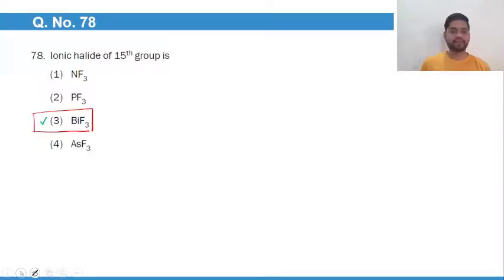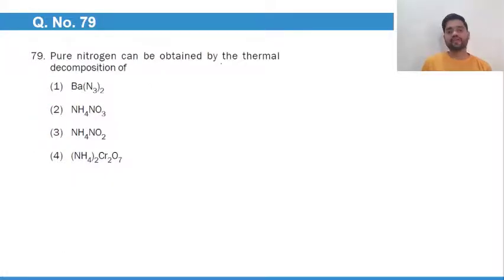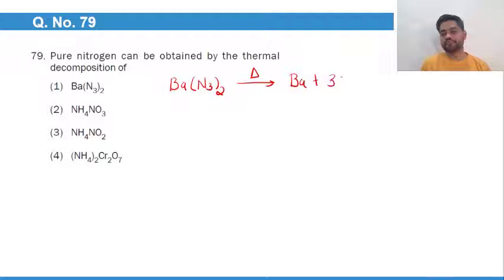Okay, next. Pure nitrogen can be obtained by the thermal decomposition of barium azide, that is Ba(N3)2. If you will heat this thing, what you will get is barium plus 3 moles of nitrogen gas. So 79, option number 1 will be the right answer.